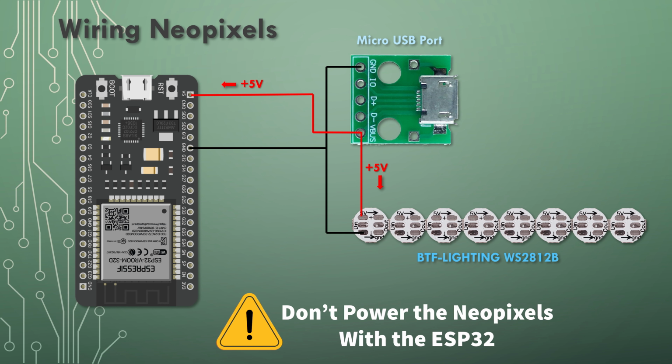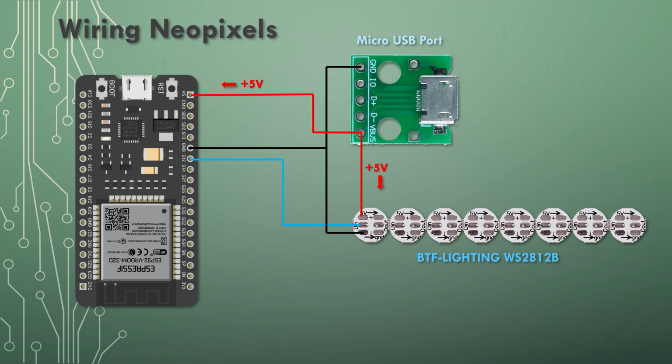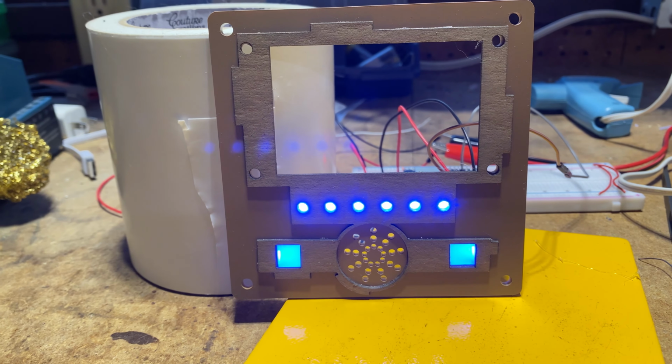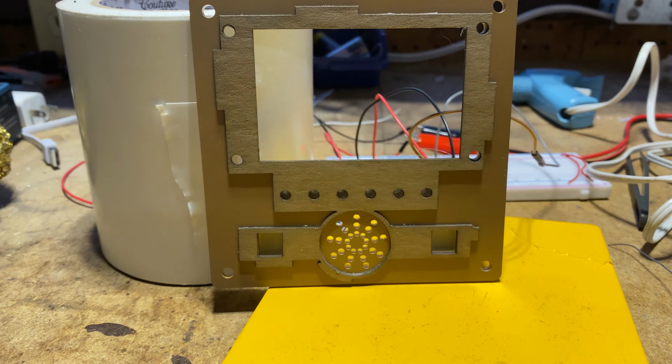If you try to power the Neopixels with the ESP32, for example, with the 3.3-volt pin, you're going to damage your microcontroller. So it's important to power the Neopixels with an outside power source, like the micro USB port I'm using. And the data terminal of the first Neopixel goes to GPIO12 on the ESP32. So the ESP32 with just pin number 12 will be able to control all the Neopixels individually, including changing the colors, because each Neopixel has a microcontroller on it.